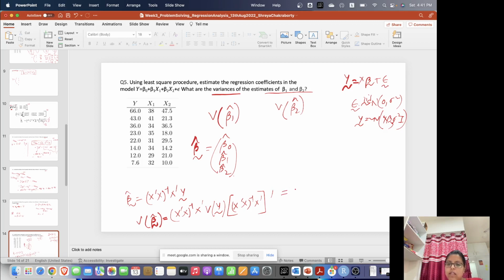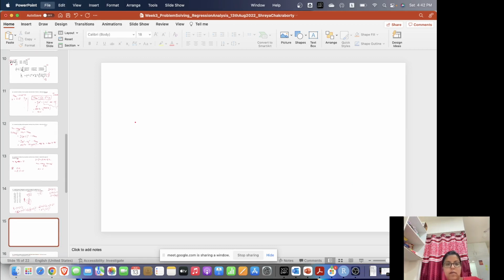So if we solve this, then we would get x transpose x inverse into x transpose, variance of y will be sigma square I will come here, and since sigma square is a scalar, it will come out, and then this entire thing we would have x into x transpose inverse. So then what we would end up with is sigma square, this thing and this thing will cancel, this thing, sigma square x transpose x inverse. So what I'm essentially saying is that variance of beta hat would be sigma square x transpose x inverse.